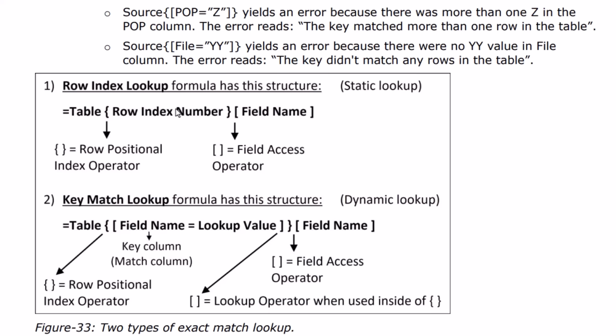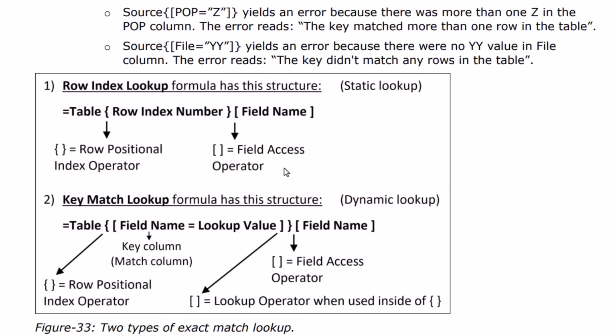When you hard code a number in, however, if the column is sorted, it almost certainly will not return the same value as it did the first time. The Code syntax for Key Match Lookup, well, we start with the table, followed by the row positional index operator, the curly brackets. But then inside the curly brackets, we use the lookup operator. Now notice there's square brackets, and these square brackets only serve as the lookup operator when they're inside the curly brackets. Then we list the field name equal to some lookup value. That construction with the curly brackets and square brackets dynamically looks up the row position. And if you sort it, it'll still find whatever the lookup value is.